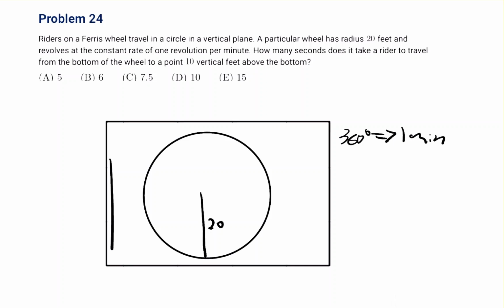So at some point over here, if we're traveling this direction, it would be 10 feet. It won't be accurate, but 10 feet. We want to find what this point is, and how much time it takes us to get to this point. So let's draw a line from here to this point. This is 20 because it's also the radius of the circle.